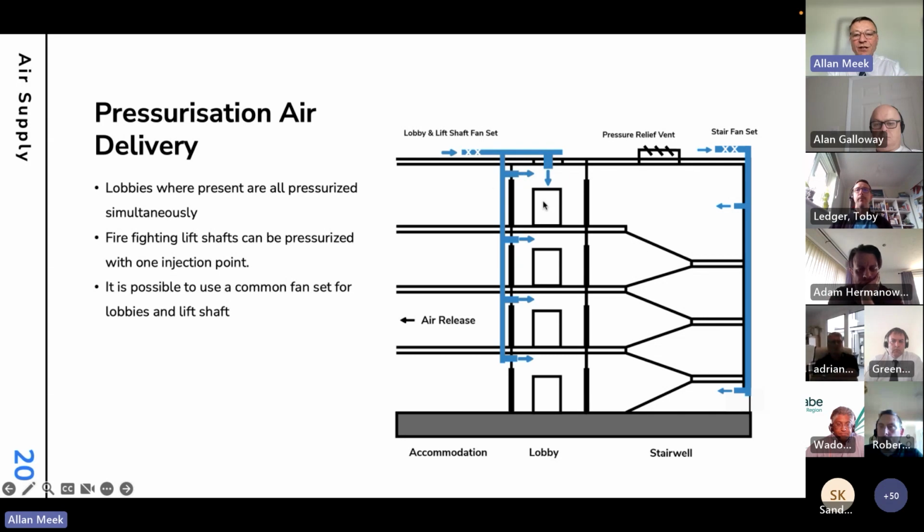So the air delivery to these areas is generally static, so it doesn't need to change speed because the open door velocity comes from the stairs. So that can be dealt with, and quite commonly is, with one fan set and a separate fan set for the stairwell.